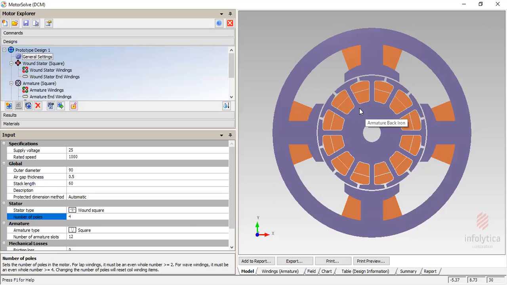This region where I am showing you is said to be the armature back iron, and the projected portion is the rotor poles, right? The rotor poles are the outward projected poles, whereas the stator poles are the inward projected poles, right?